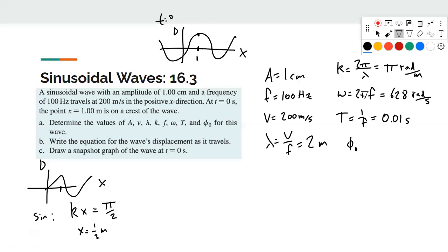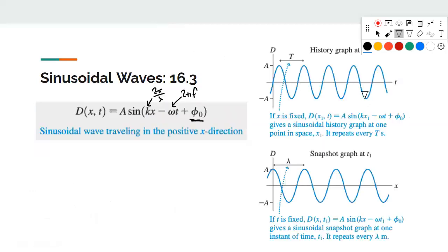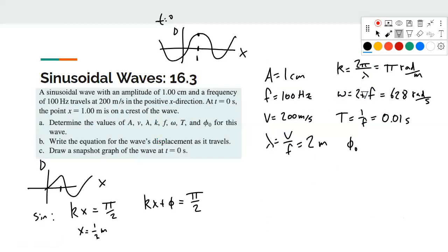And so we need to shift everything over by some amount. In order to figure that out, we can just say that kx plus phi needs to be pi over 2. So we know that the crest happens in angle space at pi over 2. And instead of just having this kx, we add an extra phi to our equation here, this phi naught. And that's what's going to allow the x to be a different size than just 1/2.